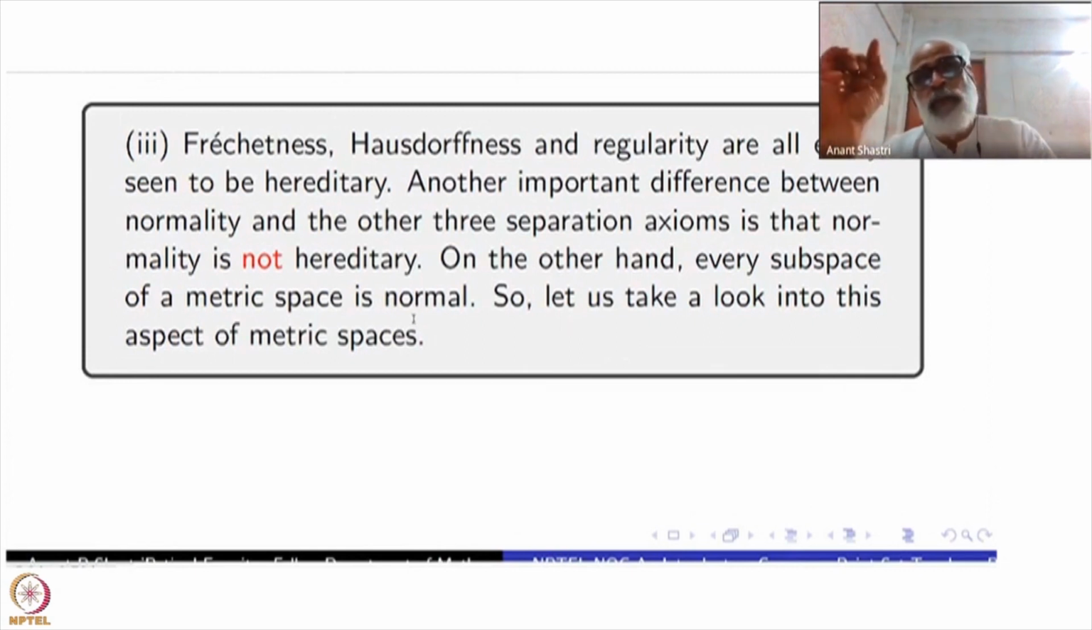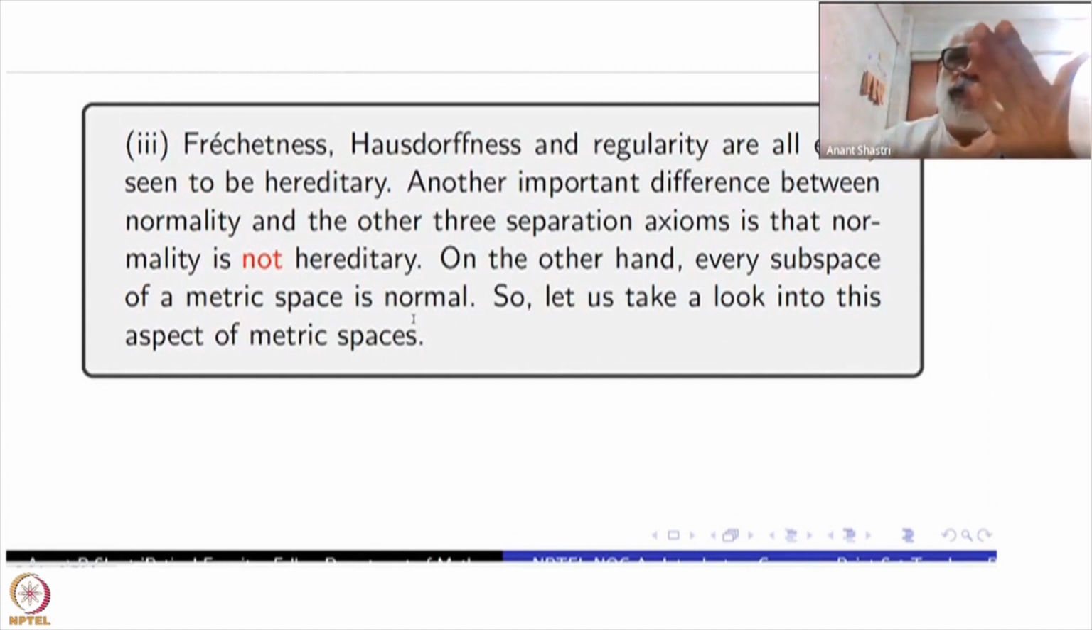So again, we have to construct some counterexample for that. On the other hand, where are these things coming from? You know that, right? Namely, metric spaces. A metric space is Fréchet, Hausdorff, regular, and normal also.